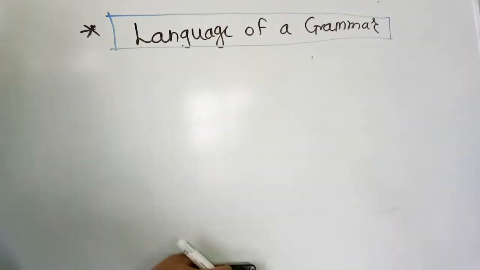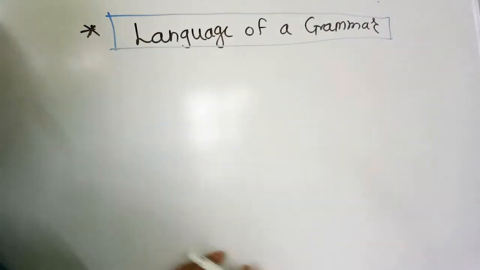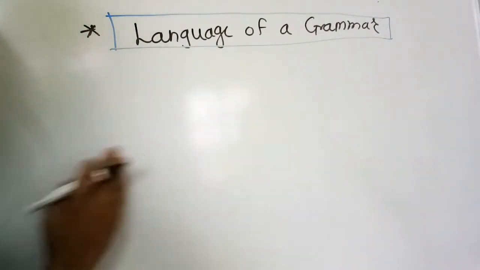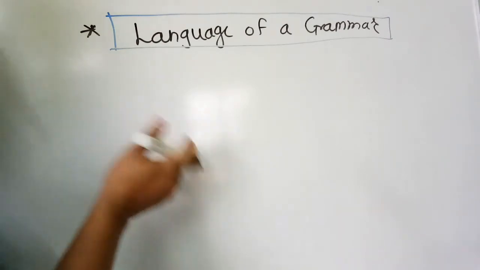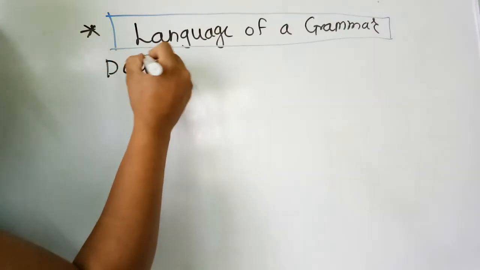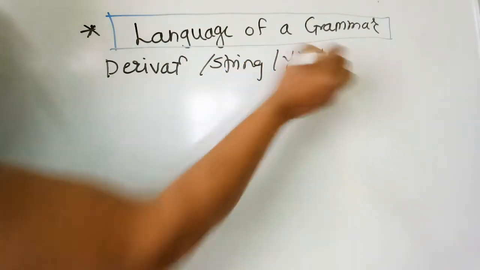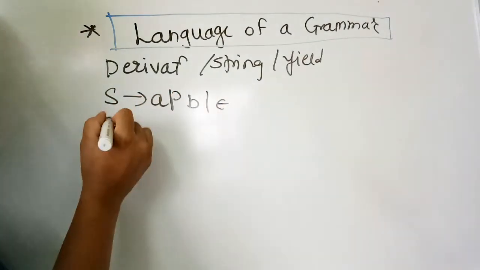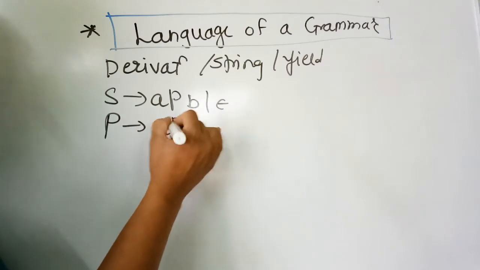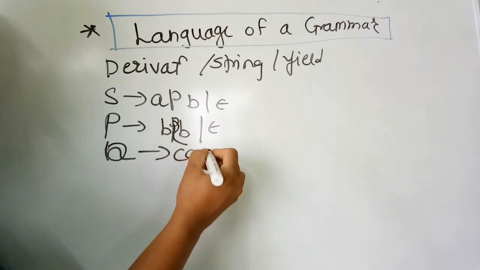Now, what is the derivation or what is the yield? I have talked many times about the grammar yielding something, or a string being the output of a grammar, or derived from a grammar. So what is derivation, what is a string, and what is the yield of a grammar? For example, S is a starting symbol, P is a connection, and suppose Q is nothing but CC.